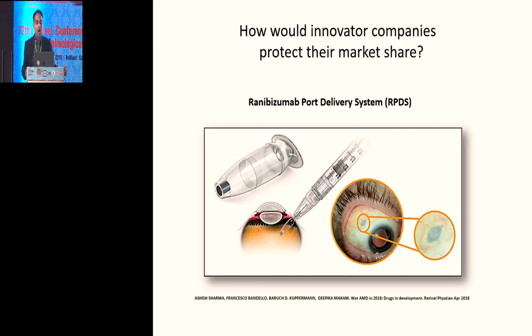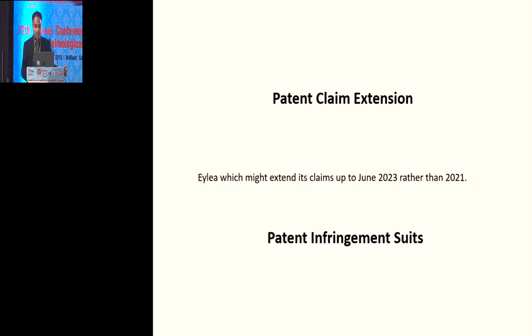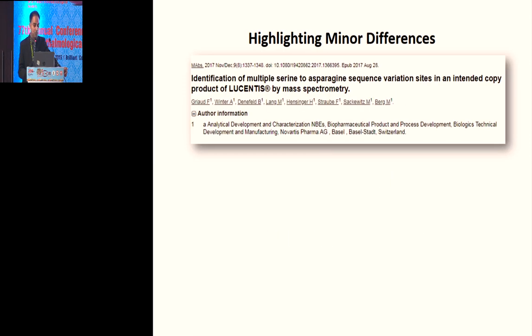Now the question comes: once these biosimilar molecules enter the market, how would innovative companies protect their market share? They have a few options. They can work parallelly on different kinds of research; for example, Genentech is working on the RPDS, and if they are successful in bringing this, they can definitely gain the market again. There are also claim extensions of the patent; for example, IDEA extended a few of their claims from 2021 to 2030. They can file patent infringement suits and highlight the minor differences.